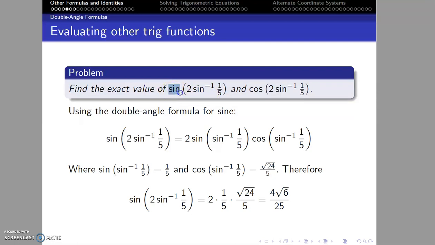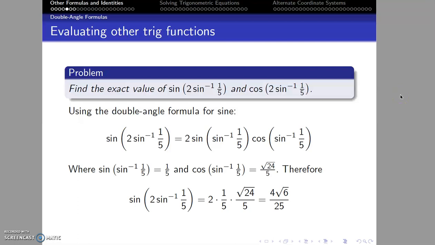Well, whatever angle arcsine of 1/5 gives us, that's just an angle, so I'm looking at 2 times an angle inside a sine. I need to use the double angle formula for sine. So sine of 2 angle becomes 2 sine angle cosine angle. And once again, we have to stop and think, what is my sine and my cosine going to come out to be?